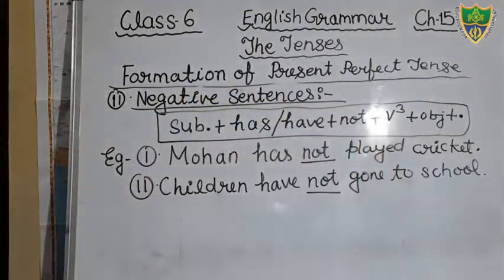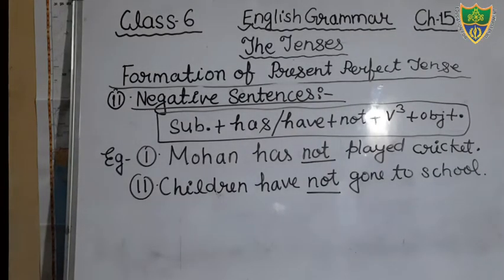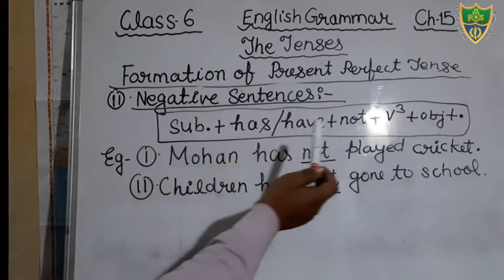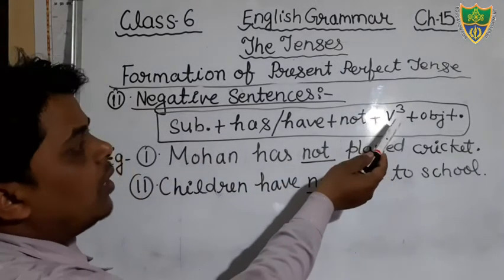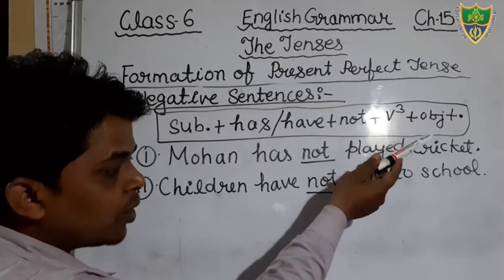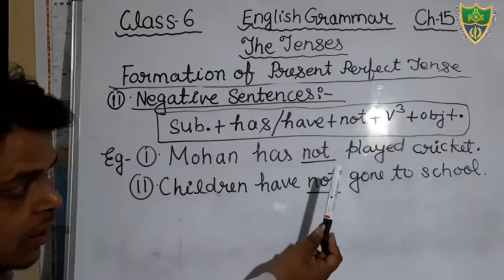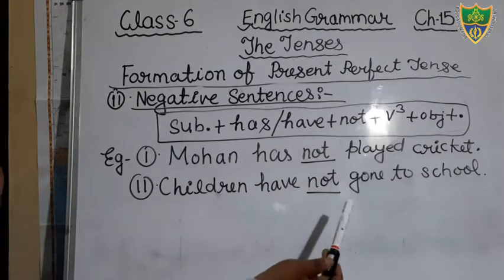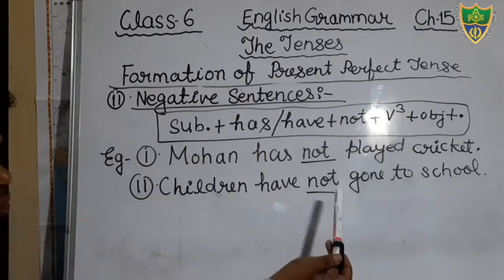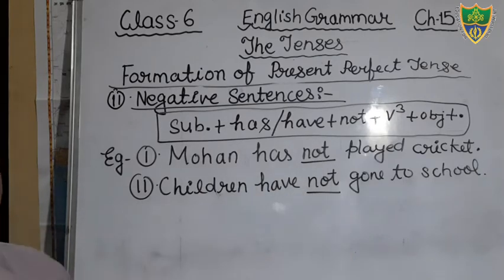Okay students, so just write down. This is your negative structure. Subject will be there, helping verb will be there according to the subject, then negative word not will be there, and then after verb third form, then after object, then after full stop. We can see Mohan has not played cricket. Children have not gone to school. Okay students, so you will write these two examples in your notebook, and you will also write this structure. I hope that you all have understood. If you are getting any kind of problem, you may ask.